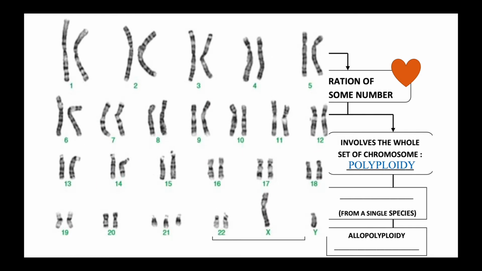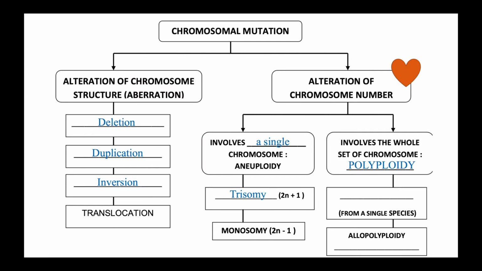This is a karyotype of an individual having one extra chromosome at chromosome number 21. Since this type of mutation involves just a single chromosome, this condition is known as aneuploidy. And since this individual has one extra chromosome, this type of aneuploidy is known as trisomy.